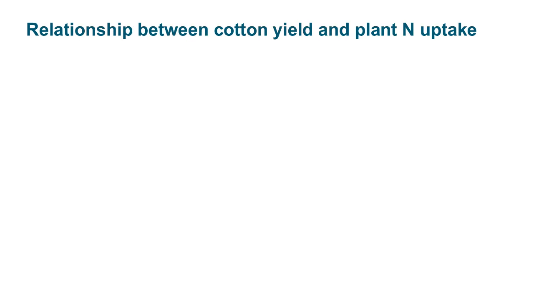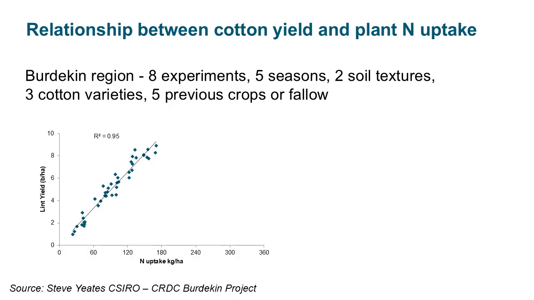So when we think about how we might optimise nitrogen management in the tropics, it's useful to think about the relationship between the yield that might be produced and the plant's uptake of nitrogen. In this example here, there were 8 experiments conducted by a good colleague of mine, Stephen Yates, with the CSIRO. He conducted these experiments across 5 different seasons on 2 different soil types using 3 different cotton varieties and in scenarios where you followed different crops, being in this case sugarcane or maize, or simply had a bare fallow.